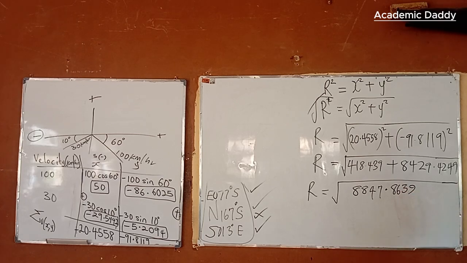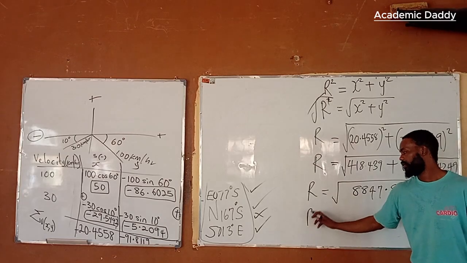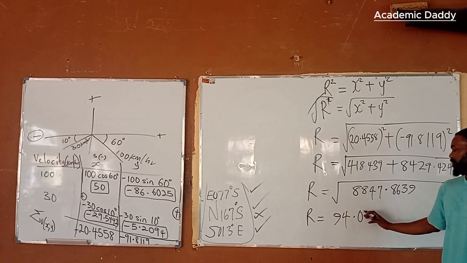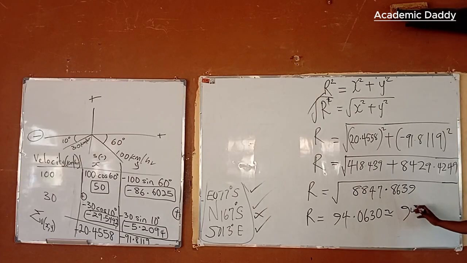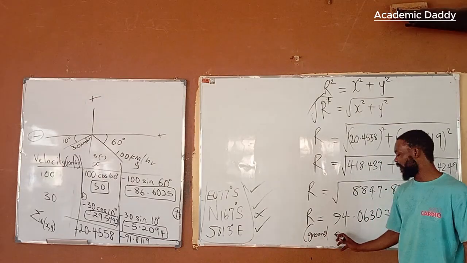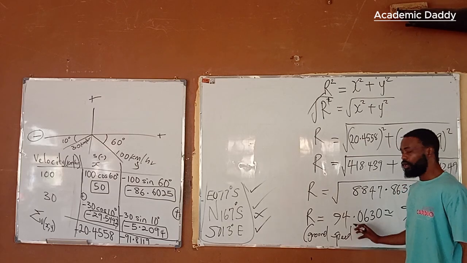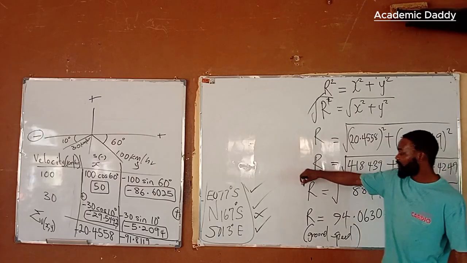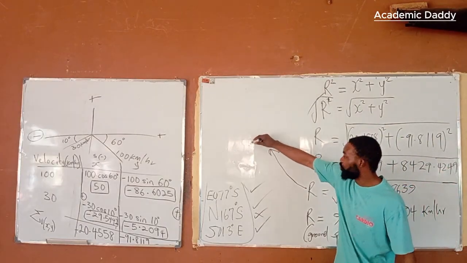0.39 like this. Take the square root for me. 94.0630. Okay, which is approximately 94. Hope you know that what we are dealing with is velocity, Shebi. That means this will be in kilometer per hour. Please, remember I said, anytime they tell you ground speed, they are asking you to use Pythagoras theorem or to use this thing.